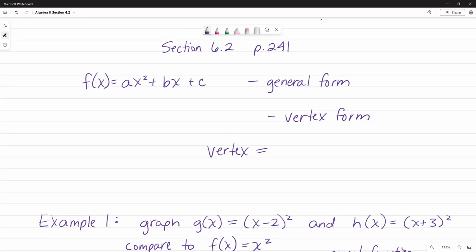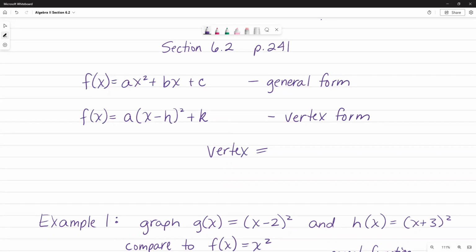So vertex form is f of x equals a times (x minus h) squared plus k. And this may look familiar to some of you if you remember when we were working with the absolute value of linear. In the linear form of this, we use the h and the k with absolute value. So this is somewhat similar, but with the quadratic form.